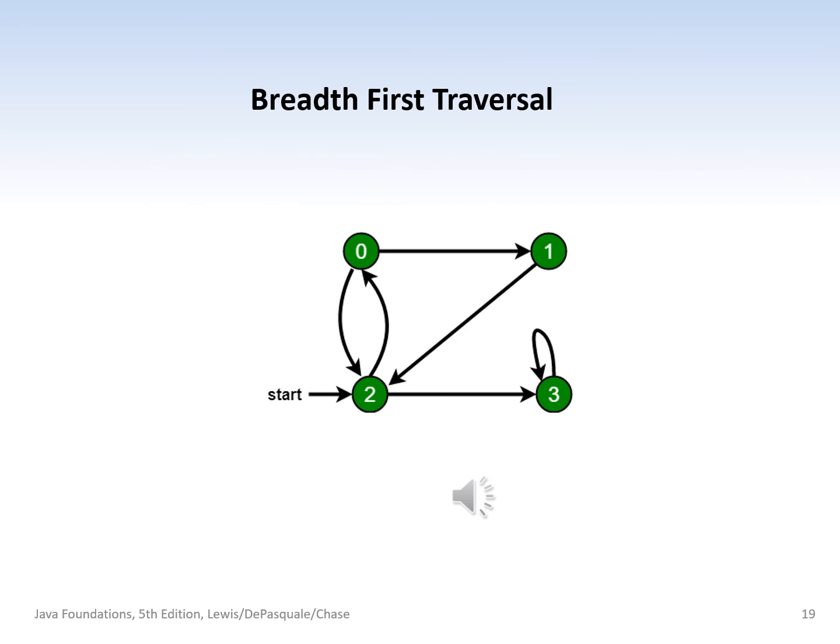Before we look at any code, let's walk through a breadth first traversal of this directed graph. And let's start at 2. A breadth first traversal or search for a graph is very similar to the breadth first traversal of a tree. The only catch here is, unlike trees, graphs may contain cycles.